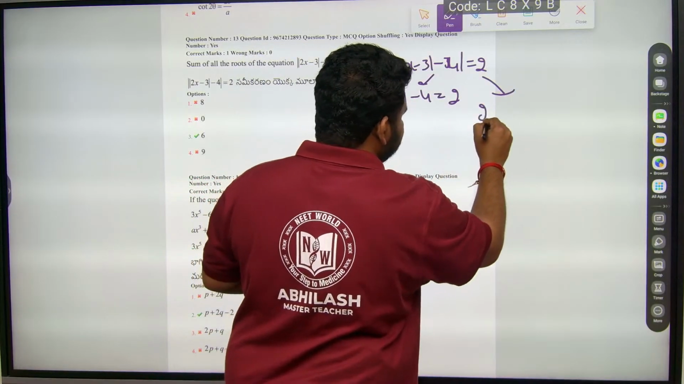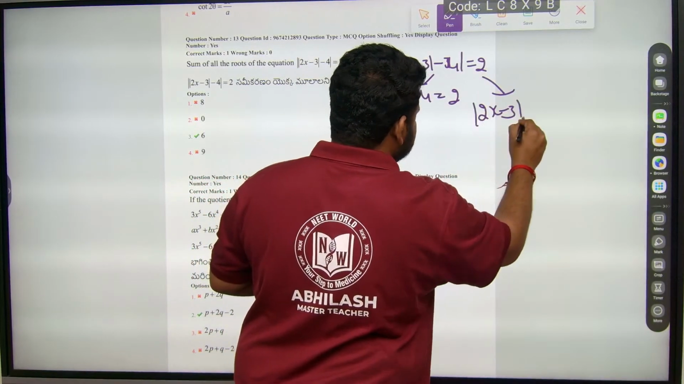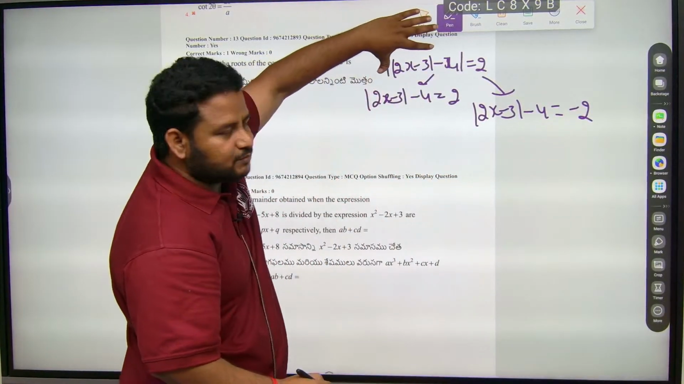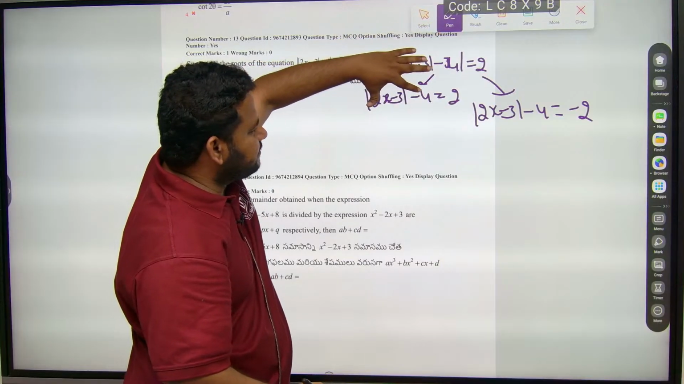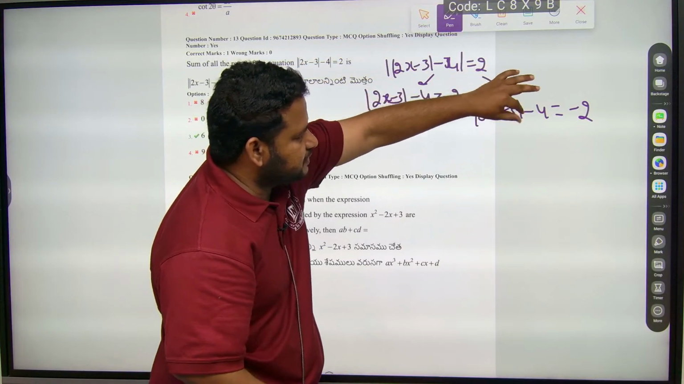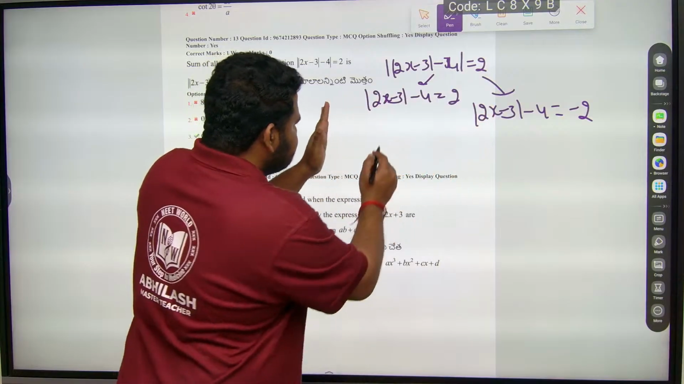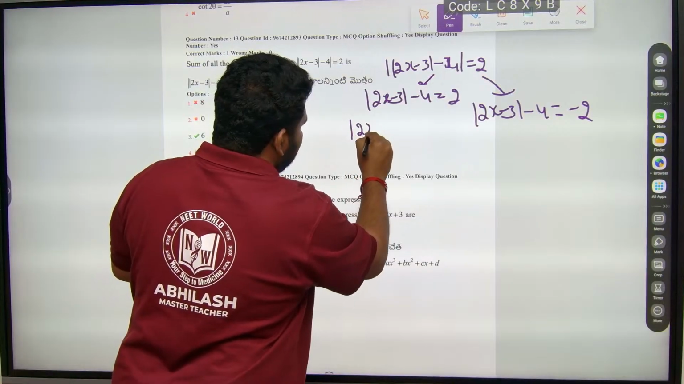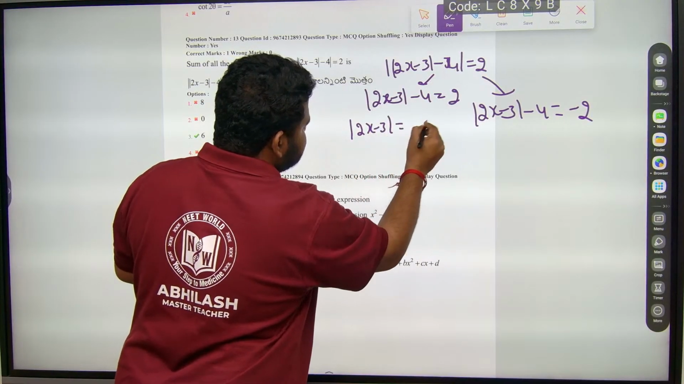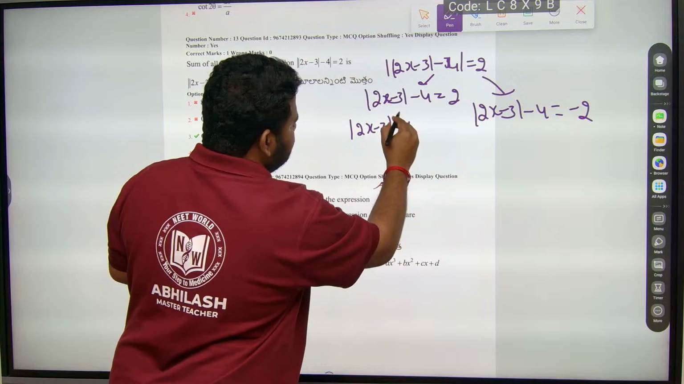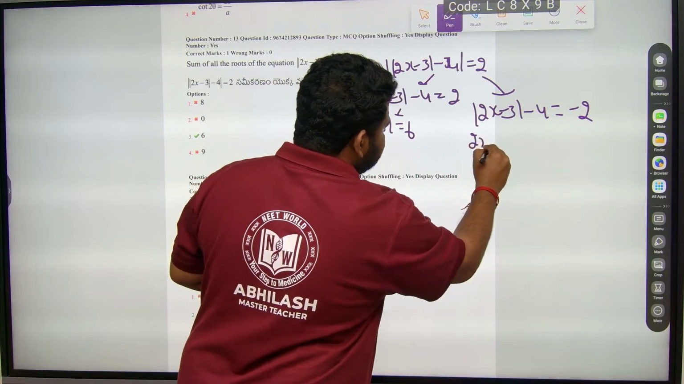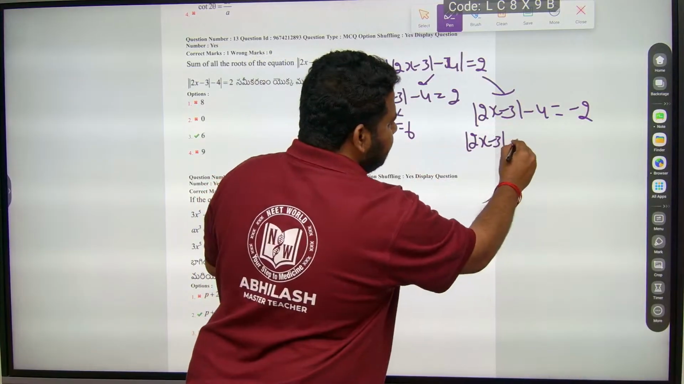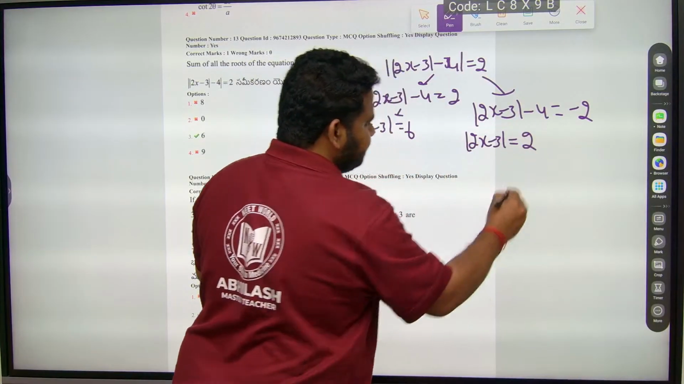Another case, if I remove the outer modulus, is modulus of 2x minus 3, minus 4, is equal to minus 2. So we have modulus of 2x minus 3 minus 4 equal to 2, and modulus of 2x minus 3 minus 4 equal to minus 2. In the first, if I send 4 to that side, it becomes 2 plus 4, which is 6. In the second, sending 4 to that side, it becomes minus 2 plus 4, which is plus 2.